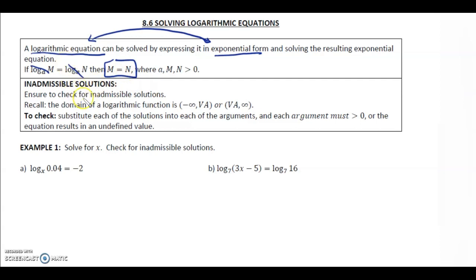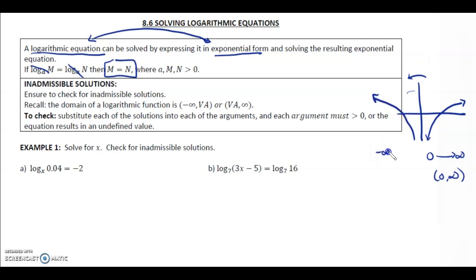Let's talk about inadmissible roots. We started talking about this in 8.6. We want to ensure that we check for inadmissible roots. Just recall the domain of a logarithmic function is 0 to infinity. Or if there is a reflection in the y-axis, it would be negative infinity to 0.